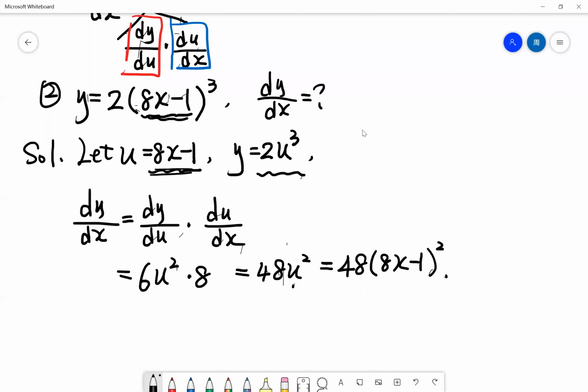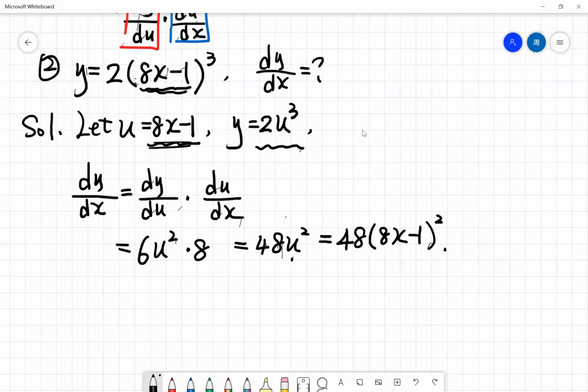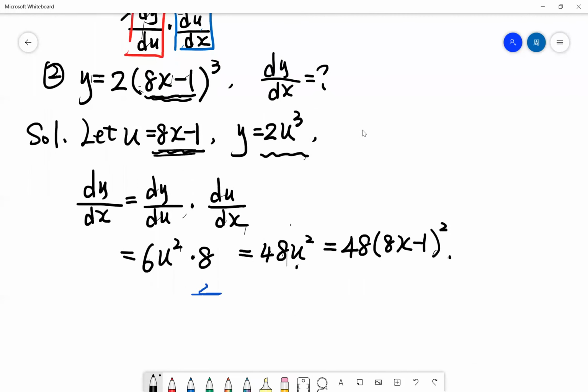Okay. No question, right? Okay. Where does the 8 come from? Okay, please repeat from the first line.